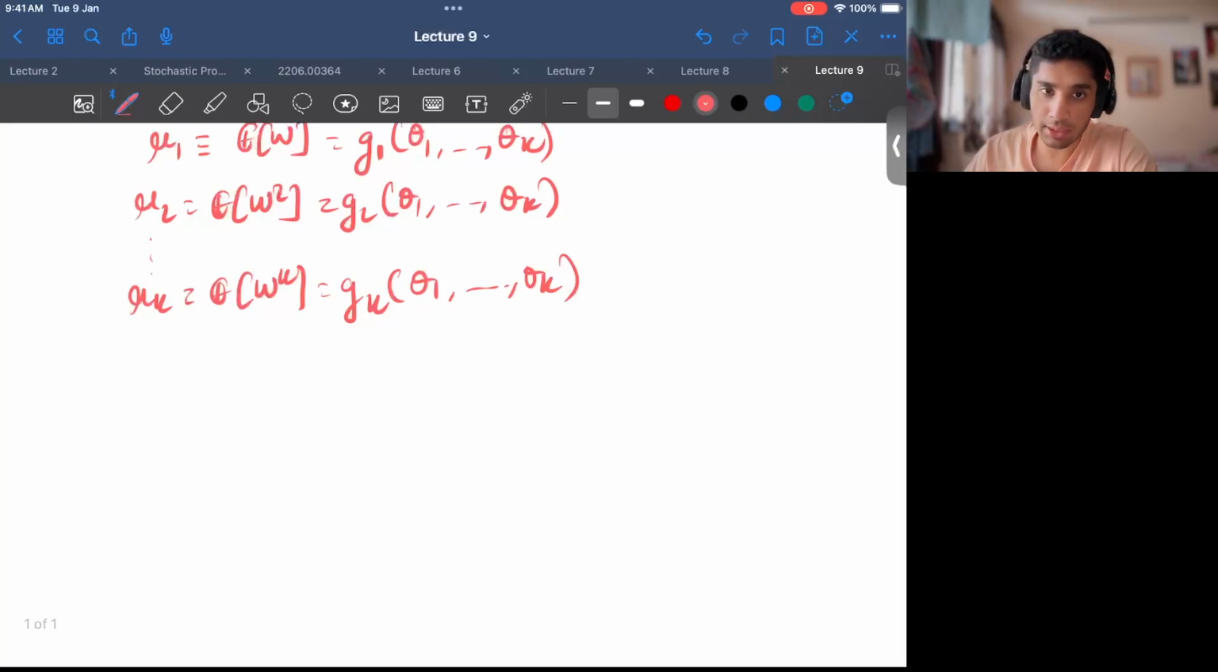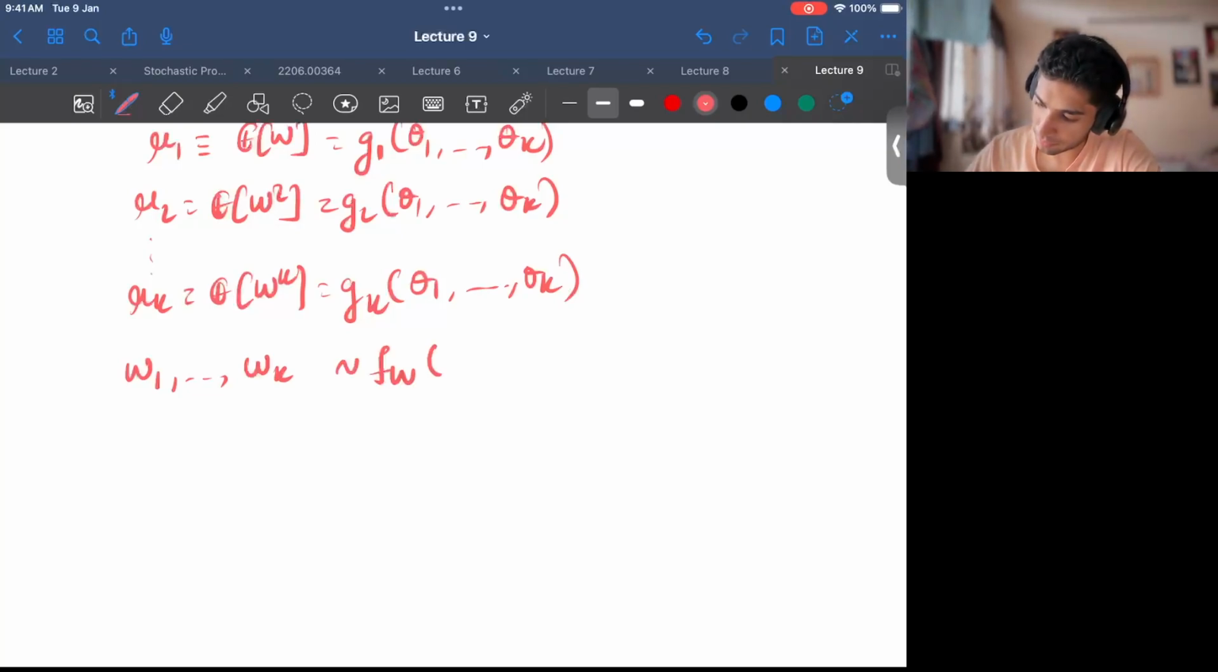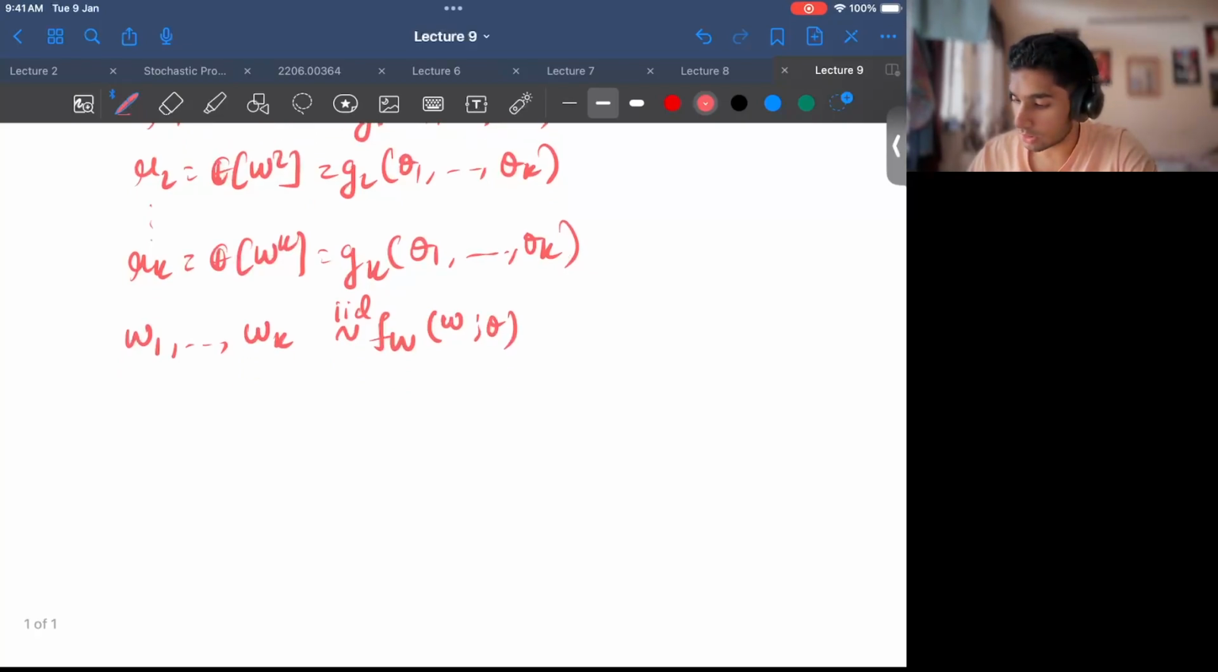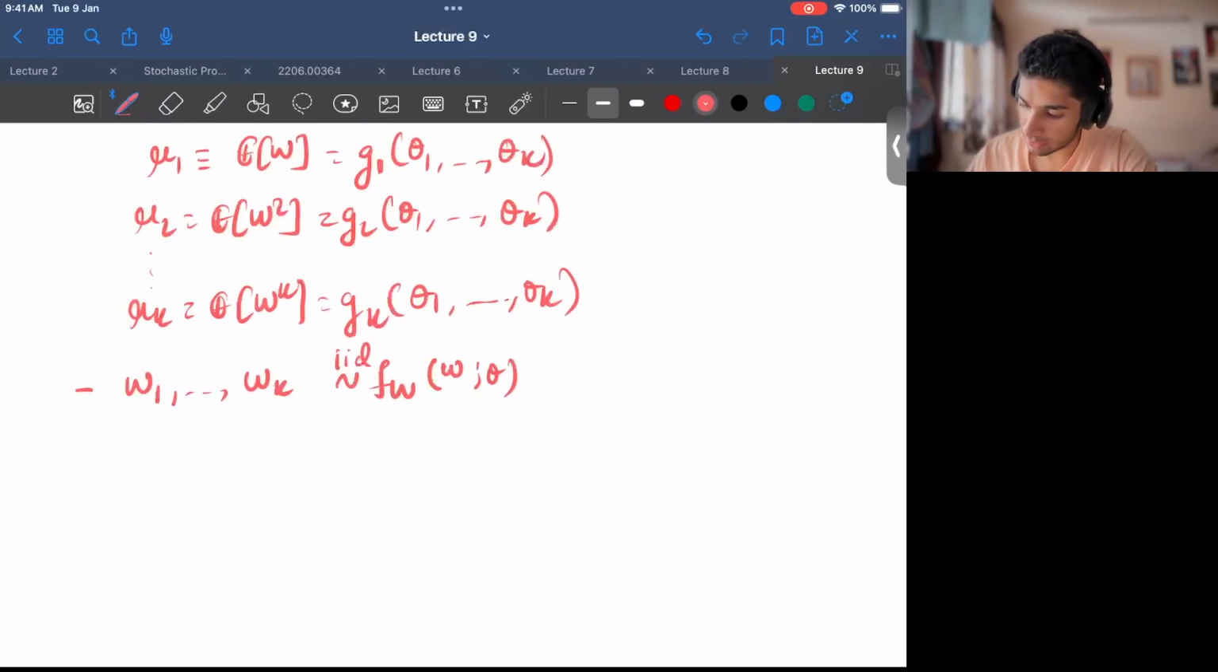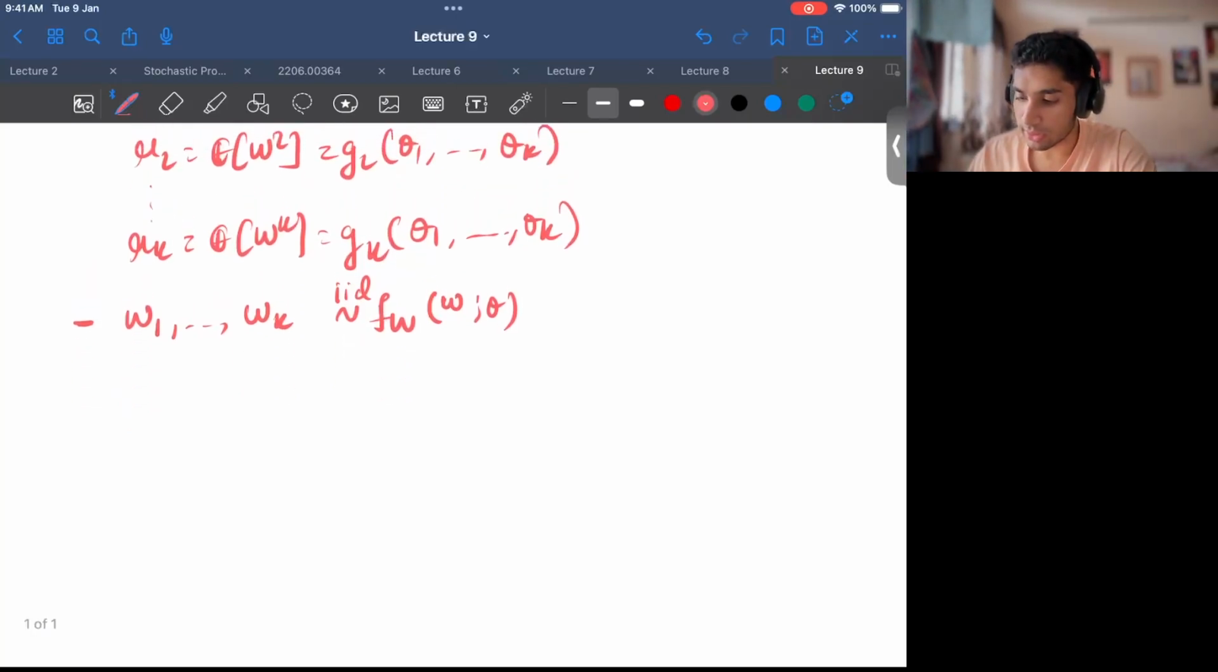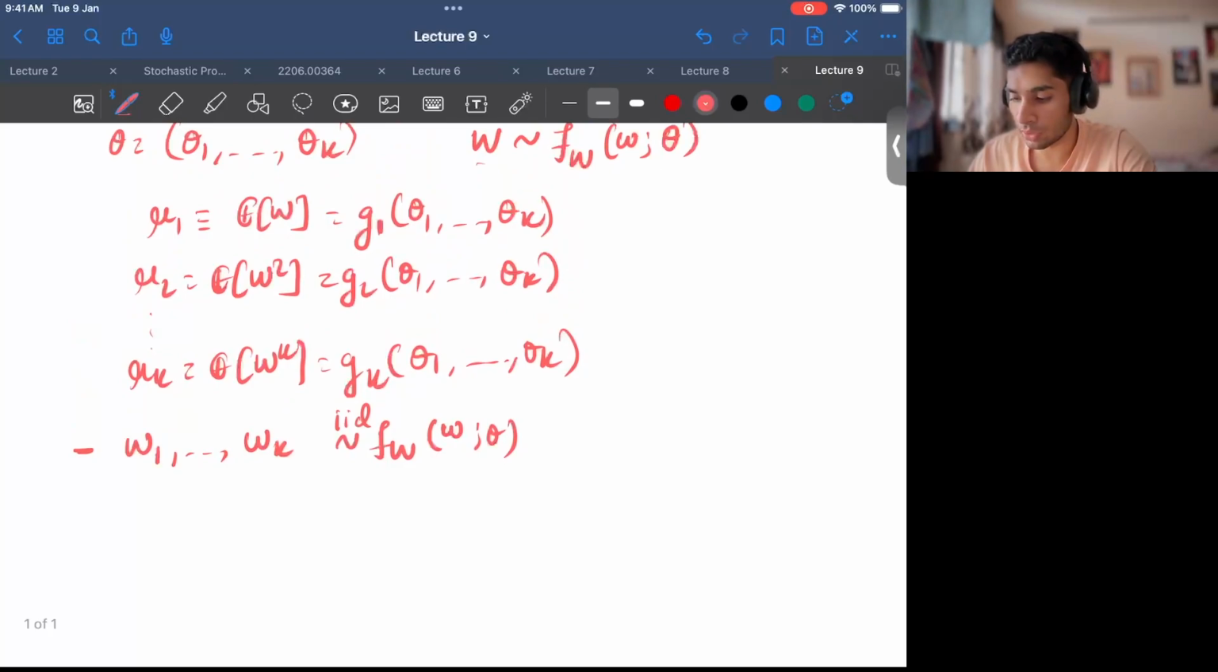Then you assume that you have some samples, small w1 to wn, which are sampled from this f_W of theta, and these are, let's say, i.i.d. So basically you have samples from this distribution. Now using these samples, you need to estimate theta 1, theta 2 till theta k.